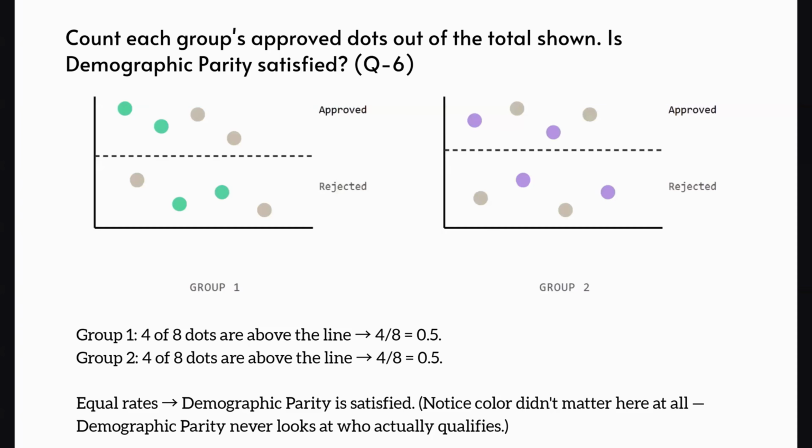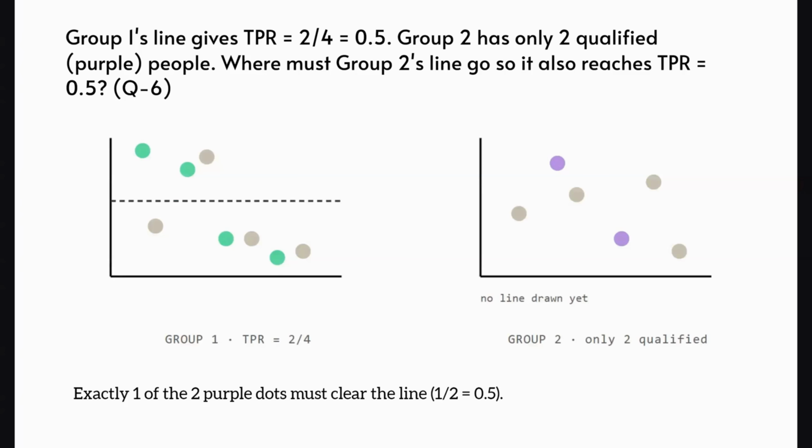4 out of 8, both sides. Where should the line go? You have this equalized. From the question, it should be pretty clear that you are only given TPR, so it has to be equal opportunity. 1 point above and 1 below. So anywhere. Like 1 purple should be above, 1 purple should be below. Everyone agrees? It's only equal opportunity, only true positive rate. It does not care about any of the undeserving candidates. That's equalized odds.